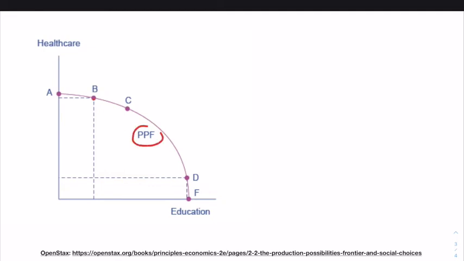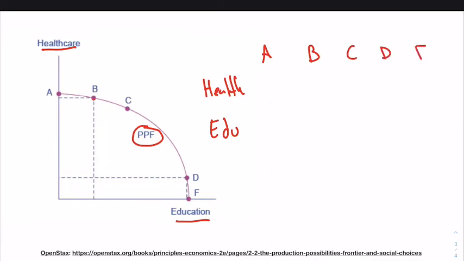This curve is our PPF. It's showing us the combinations between healthcare and education that our society can produce. For us to demonstrate the opportunity cost between these, let's go ahead and add some numbers. So we have healthcare, we have education, points A, B, C, D, and F.